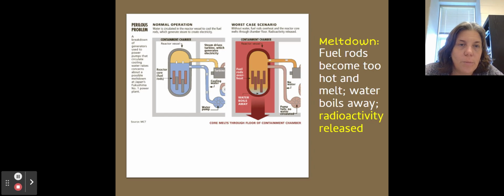So here's the normal operation on the left-hand side. I've got a containment chamber. My reactor is inside of there. My fuel rods are in there. My control rods are in there. I'm creating hot water, which is making steam, turning my turbine. I'm getting electricity. That's great.